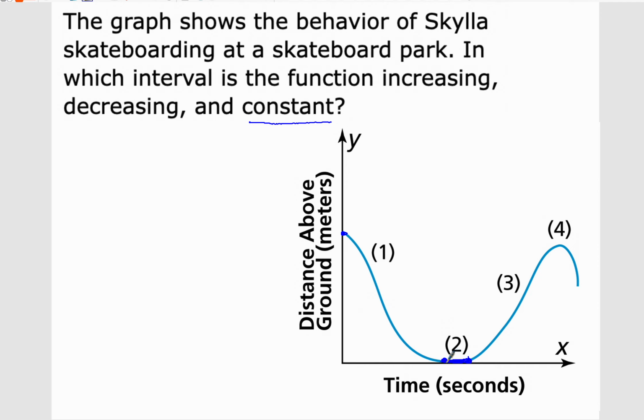This part would be constant. There's no change in Skyla's distance above the ground. Skyla is on the ground. And then we have the next interval, which goes from here up to the top here, and that is interval three. In interval three, Skyla is increasing. And then interval four goes straight into a decrease. So if we were identifying intervals, interval one is decreasing, interval two is constant, interval three is increasing, interval four is decreasing. That's it. That's what we're doing. Okay? So identifying those parts of the graph where it increases, decreases, or is constant.